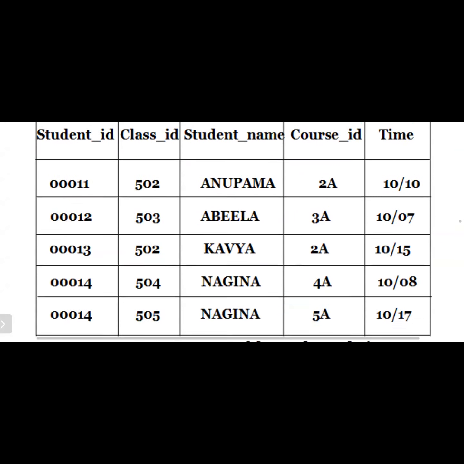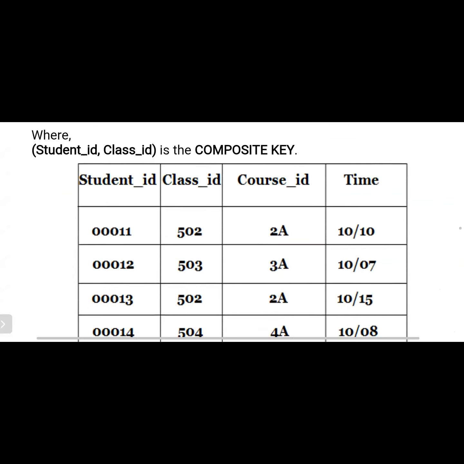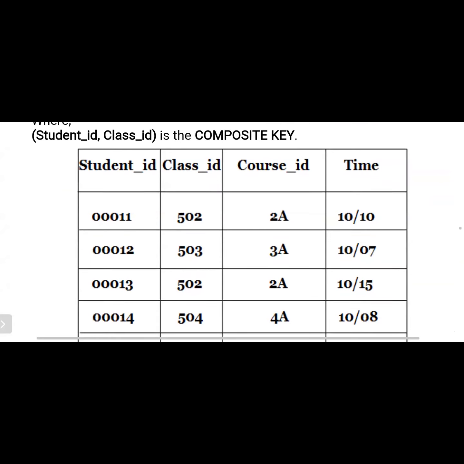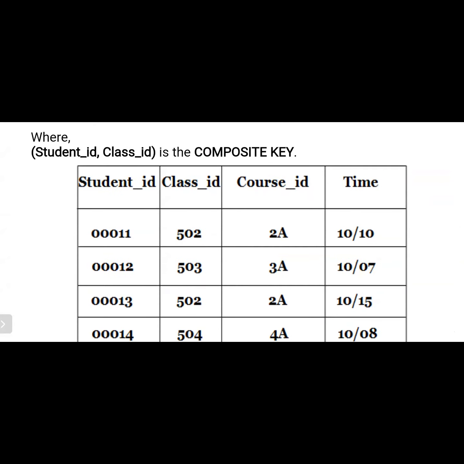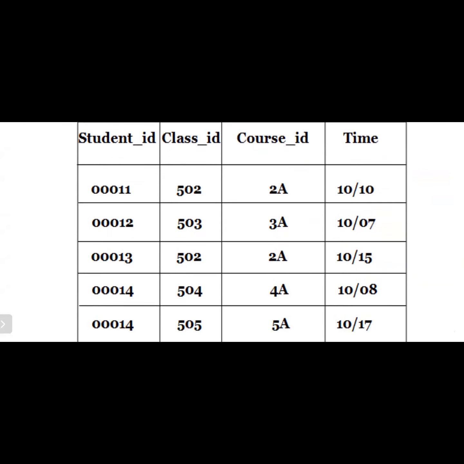How can we break this down? Please observe. Student ID, class ID, course ID, time is one of the tables, and here the primary key is student ID and class ID. Now let's see whether, by using student ID, we are able to find out the course ID uniquely. That is not possible.